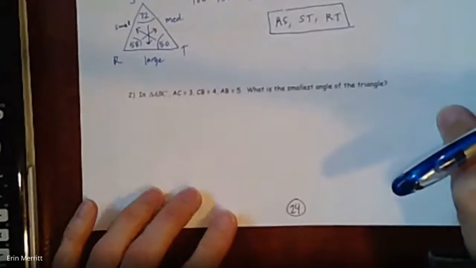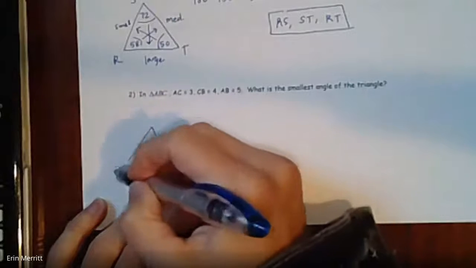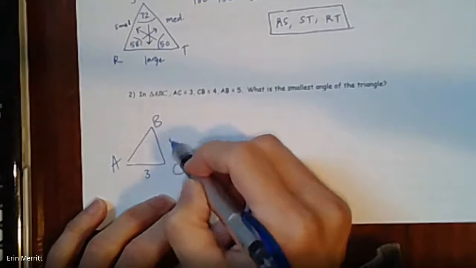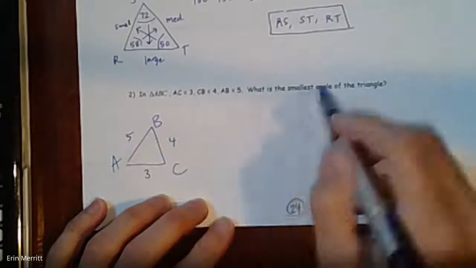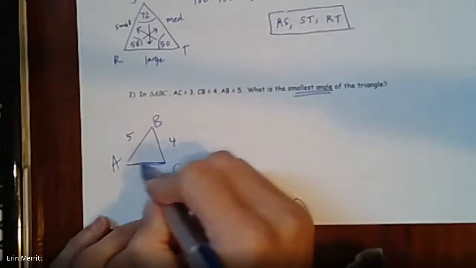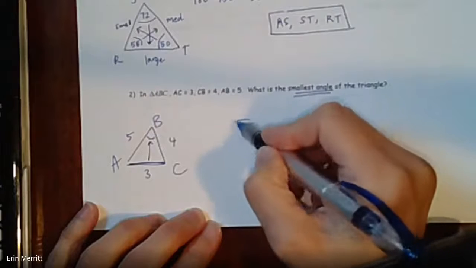When you look at the next ones, similar, but kind of in reverse. So in triangle ABC, give yourself a little triangle to work with here. AC is 3, CB is 4, AB is 5. What is the smallest angle of the triangle? So here's my shortest side. Go directly opposite of that. It's going to be angle B.